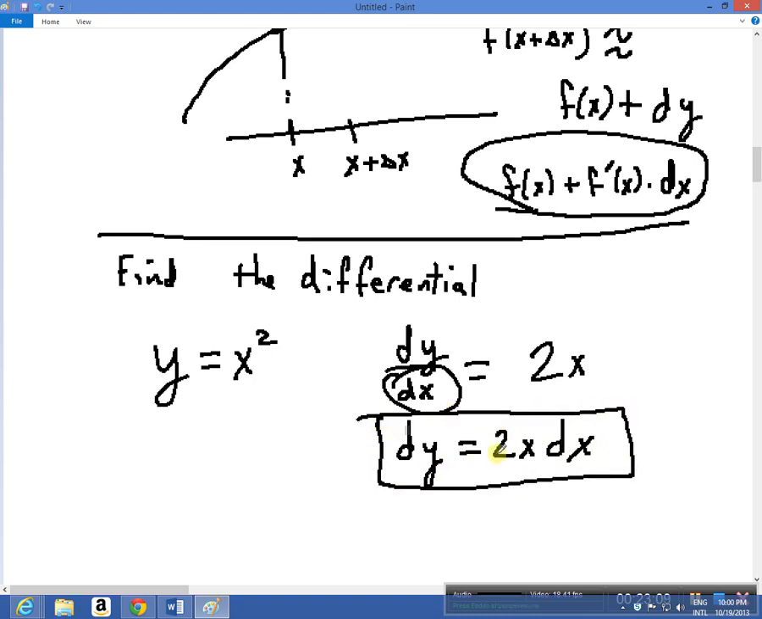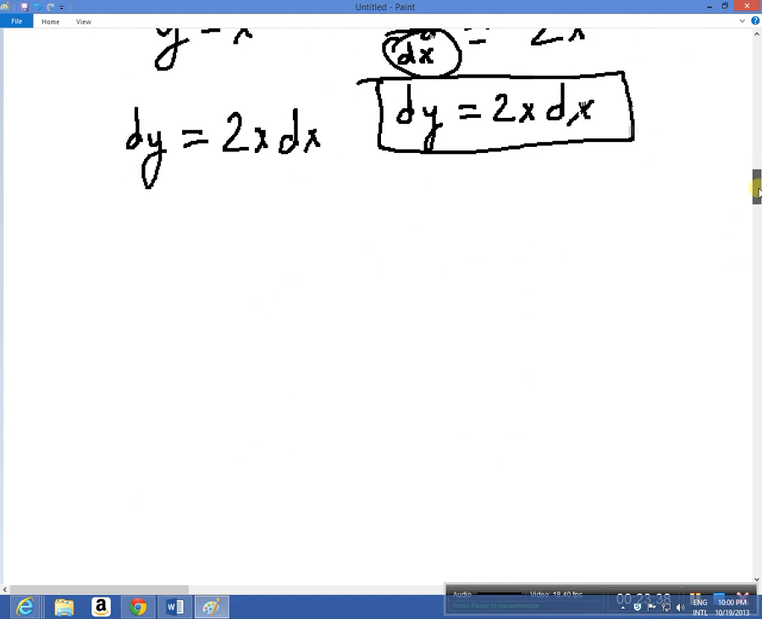The differential of y is 2x times the differential of x. You could do that from here by just mindlessly taking the derivative of both sides and sticking a d whatever on the end of every variable you see. So here you take the derivative. The derivative of y would be 1, and then you stick on a dy. Here, the derivative is 2x, you stick on a dx. It's that simple.